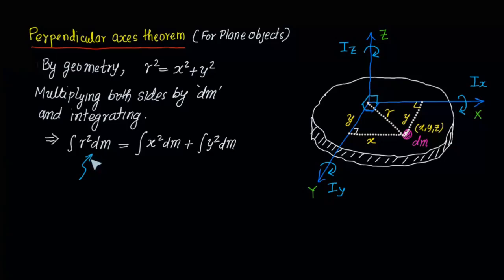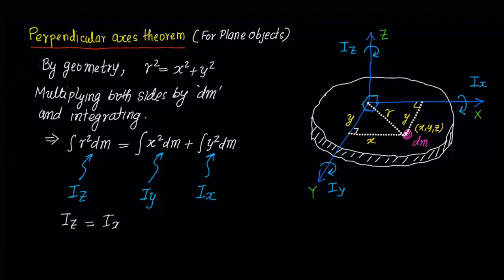Now friends, what is this r square dm? The mass is dm, and the distance from the z axis is r, so the integration of r square dm is nothing but the moment of inertia of this lamina about the z axis. What about this, friends? This is the y axis, so the perpendicular distance of mass dm from the y axis is x. So x square dm is nothing but the moment of inertia of the body about the y axis, that is Iy. Similarly, y is the perpendicular distance of mass dm from the x axis, so the integration of y square dm is the moment of inertia of the body with respect to the x axis. So we can conclude that the moment of inertia about the z axis is the sum of the moments of inertia about the x axis and y axis.